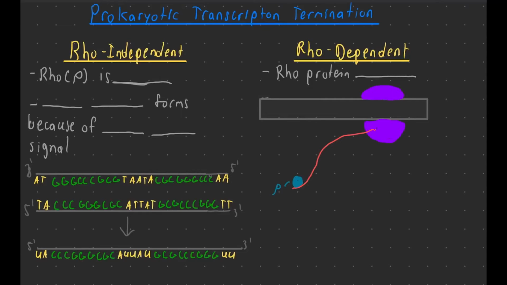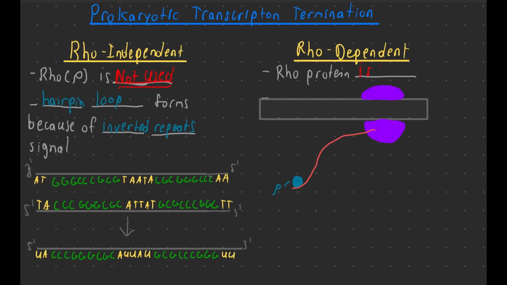So now I'm going to talk about prokaryotic transcription termination, of which there's rho-independent and rho-dependent. Rho is just a protein. In rho-independent termination, rho is not used, but instead these things known as hairpin loops form because of inverted repeats.